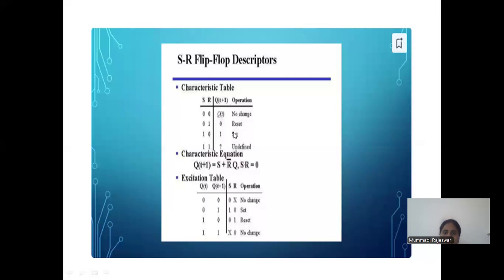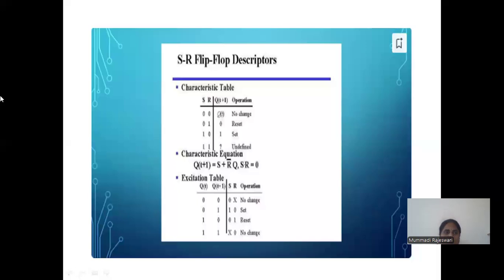Okay. By using this characteristic table, how do we find the excitation table? Your excitation table has as its inputs the present state and next state. For a particular present state and next state, what are the mandatory inputs that are required? We need to calculate that.